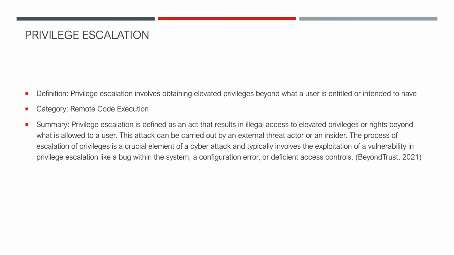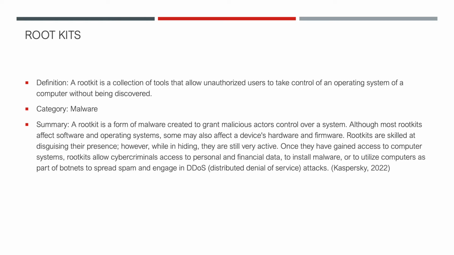The process of escalation of privileges is a crucial element of a cyber attack and typically involves the exploitation of a vulnerability that already exists in the system, such as a bug within the system, some kind of a configuration error, or deficient access controls.